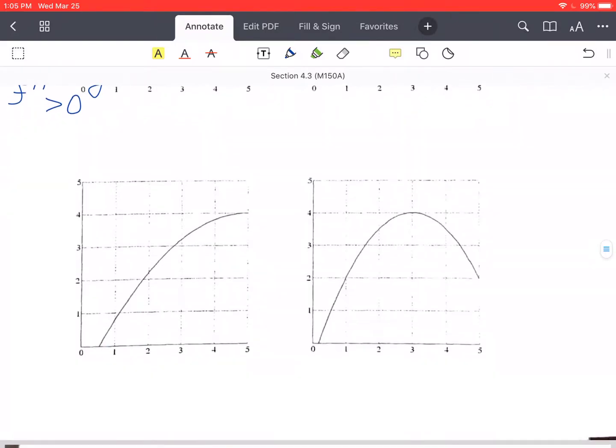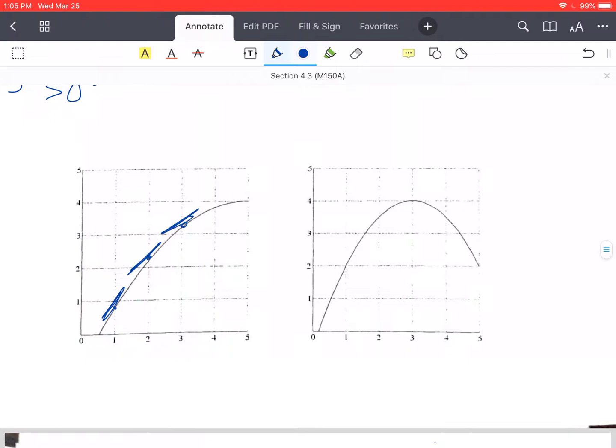And then for this third one, graph our tangents. Hopefully you can start to notice the pattern here, that these tangent lines are starting to get smaller in slope, right? They're starting to get lower, less steep, more flat. So in this case, f prime is decreasing, which means that f double prime is negative.